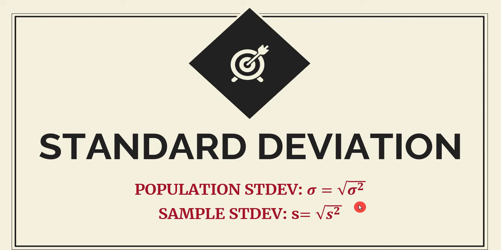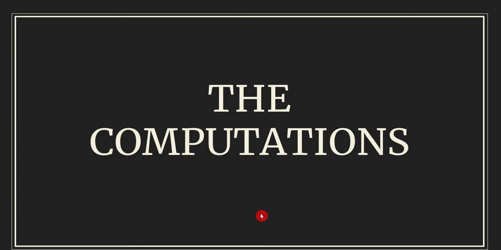Once you're required to solve for the variance first, the next thing that you're going to do with the standard deviation is that you'll just get the square root of the variance. So our population standard deviation sigma is equal to the square root of sigma squared, which is the population variance. The same thing with the sample standard deviation. s is equal to the square root of s squared. Now let's proceed to the computation so that you can apply all those formulas that we just discussed.